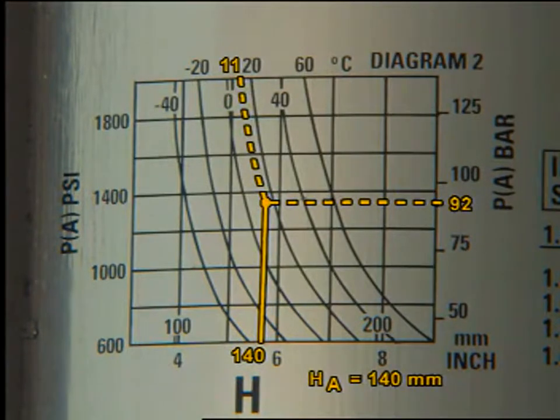Using diagram 2, find the dimension HA for the pressure and the temperature at the top charging valve. Dimension H must be the same as HA plus or minus 1 millimeter. Depending on whether H is higher or lower than the value of HA found on diagram 2, we have respectively to remove or add nitrogen from the top chamber. As H is lower than the value of HA found on diagram 2, we have to add nitrogen to the top chamber.